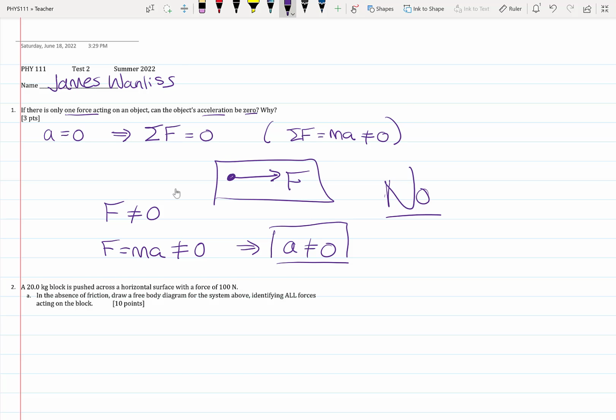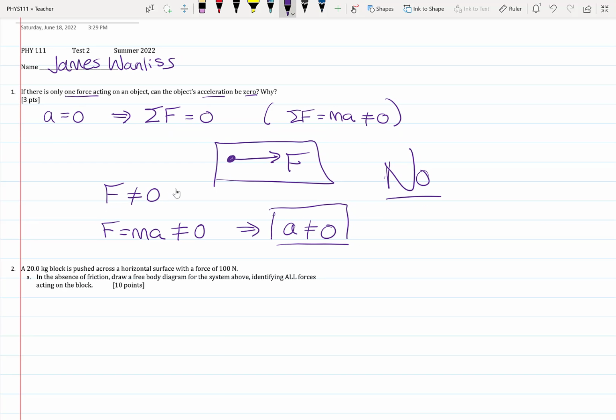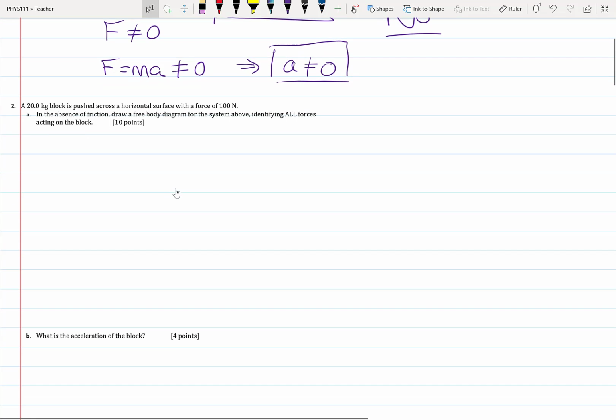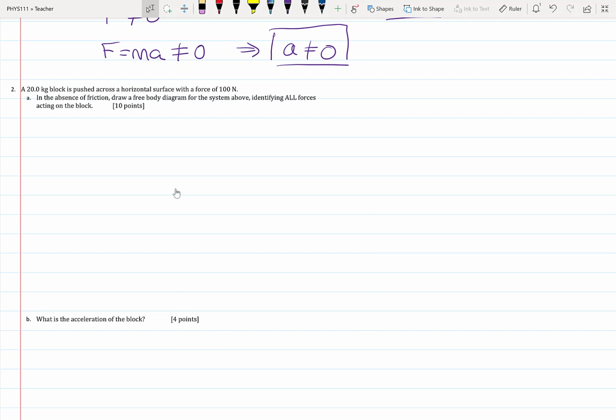Second question. A 20 kilogram block is pushed across a horizontal surface with a force of 100 newtons. In the absence of friction, draw a free body diagram for the system above, identifying all the forces. We'll go and make the block to be a point. There is the force due to gravity down, which is mg. There is the normal force pushing up. And let's see, there is a horizontal pushing force of 100 newtons.